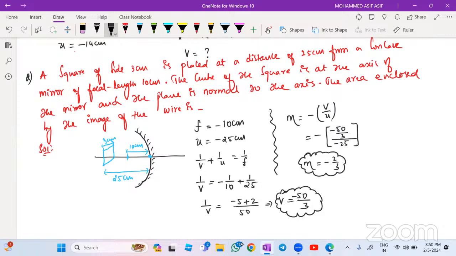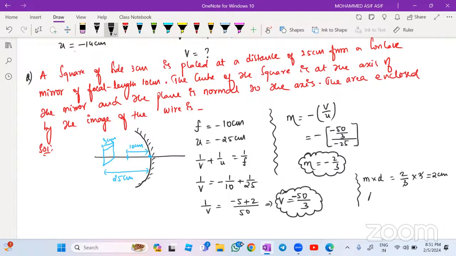Once I know the magnification, now I need to calculate the area enclosed by the image. Area enclosed by the image मतलब क्या हो जाएगा? Magnification को जो है ना, multiplied with your d times area. So it is magnification into your distance, यानी इसका जो width है ना side, उससे multiply करो. So this will be equal to, magnification is 2 by 3 into side is 3. So this value will become for me 2 centimeters.